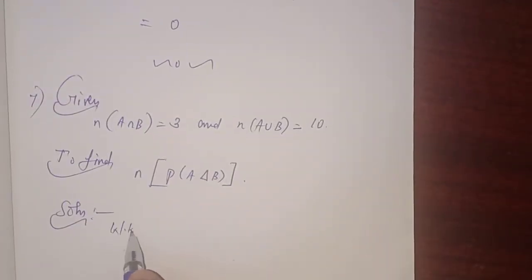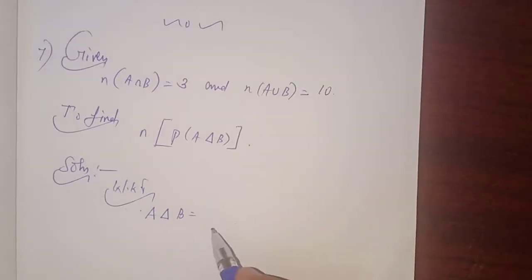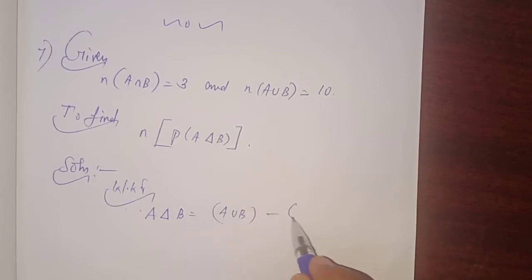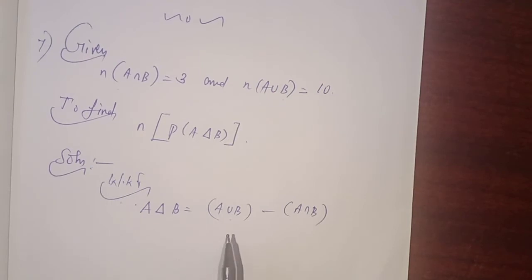We know that to find the power set of A delta B, first we have to write A delta B. A delta B formula: there are two different formulae for A delta B. Here you have to consider A union B minus A intersection B, because you are given n of A union B and n of A intersection B.